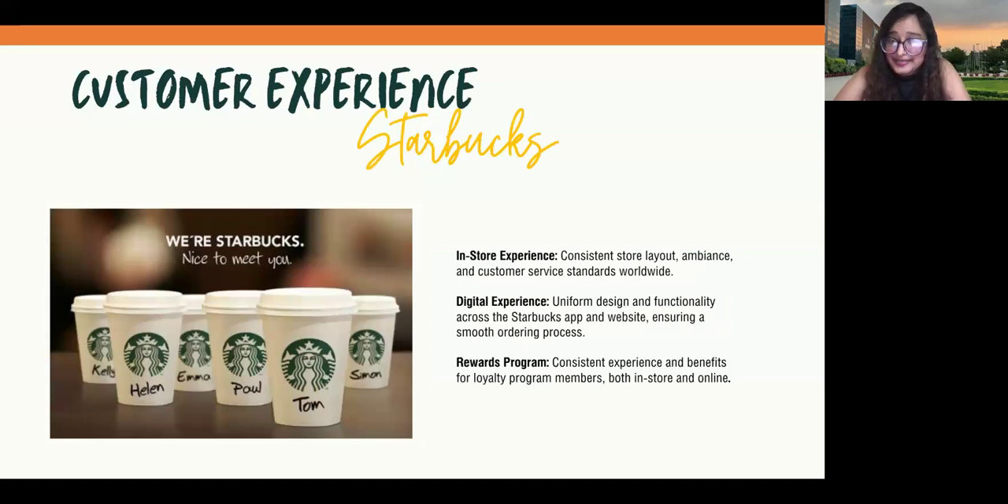Customer experience is also very important because if you create a brand and it's all working and it's really good and people are supporting you, but your customer service and customer experience is not that good, then people won't come back and you will lose your customers. Starbucks is a very good example of that. They have an in-store experience with a layout which is used in Starbucks all around the world. It's the same, and the ambience as well. Then their digital experience is one of the most used experiences in the world, with the Starbucks app and website. It's a very smooth running process. That's why people like using their apps and they get more rewards.